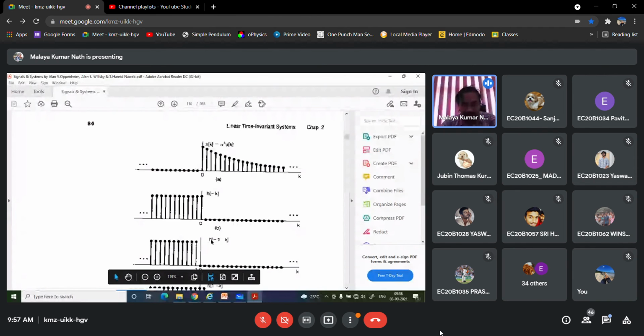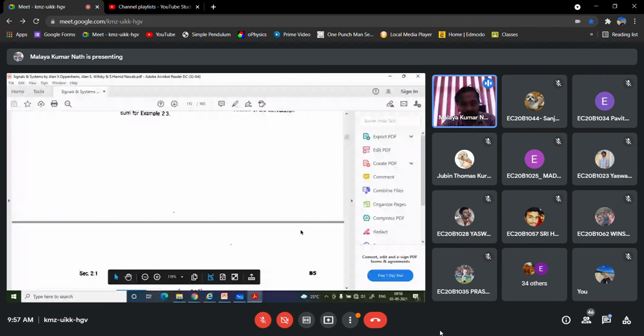So again, as we are moving towards the right, gradually this value increases, right? So this is the thing that is happening in this case. So this is the graphical representation given. Next is your example 2.4. This is one example given.